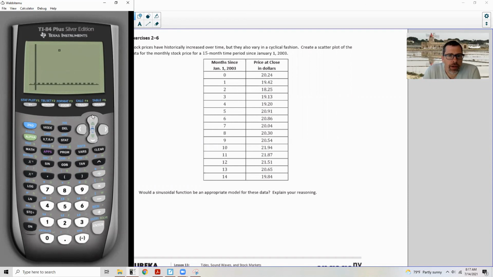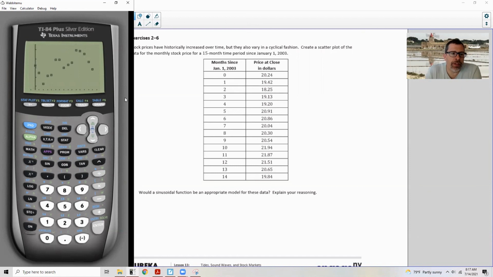So this doesn't look right. If I hit trace, we're at 0, 20.24, 1, 19. I must have a data value entered incorrectly. Yes, I do not have a decimal for 20.86. So if I go back to my calculator and hit edit, okay, I see it now. I did not hit the decimal. So 2086 stretched it way out and the window was messed up. So now if I graph it and I hit zoom 9, it should fit.